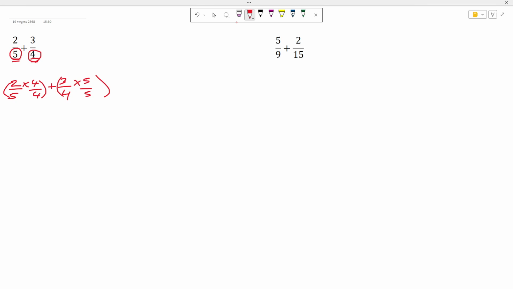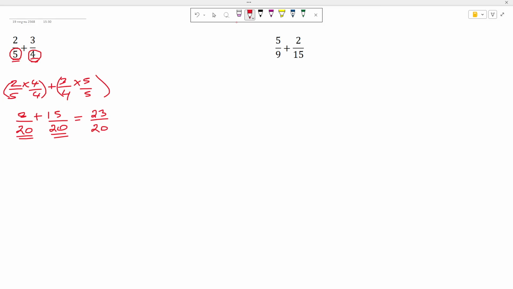Now what we can do, we can just go ahead and multiply them now. 2 times 4 is going to give us 8 over 5 times 4 is going to give us 20 plus 3 times 5 is 15 over 4 times 5 is 20. Now as you can see, the denominators are the same, so we are satisfied. Now we can go ahead and add this fraction. So we are going to have 8 plus 15 is 23 over 20.